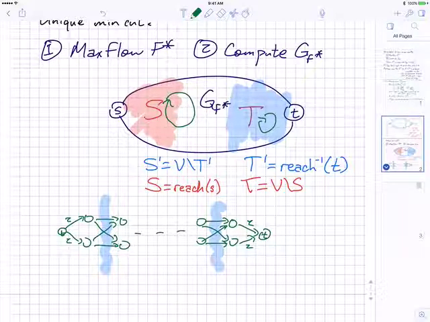Yeah? What's the case where a minimum cut would be greater than the maximum flow? That can't happen by the max flow min cut theorem. The max flow min cut theorem says the value of the maximum flow and the value of the minimum cut are equal.